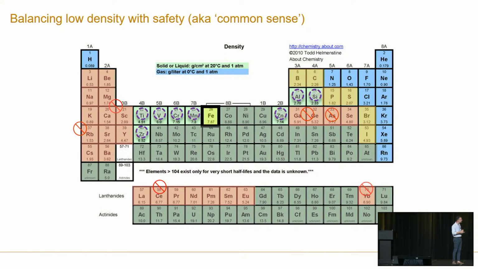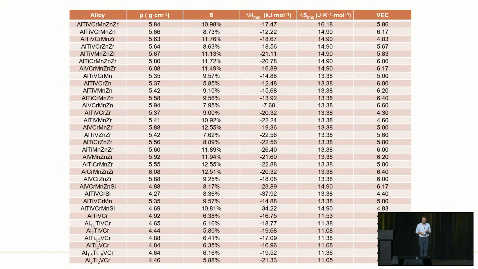And all that's left is these elements with this purple thing around it. And so what we did is we started calculating high entropies of mixing for combinations of those elements. You can see here just the hypothetical alloys, their density, wanting it to be less than iron. You can see here the entropy and the enthalpy of mixing, and you can see the valence electron concentration. So some of these parameters that you calculate, you can see they all have a high entropy.